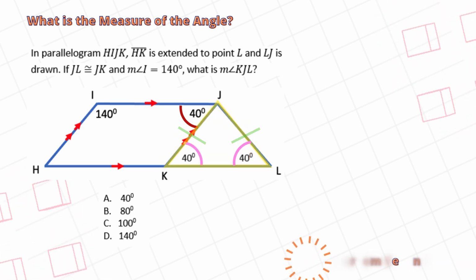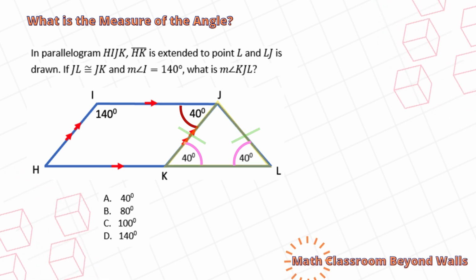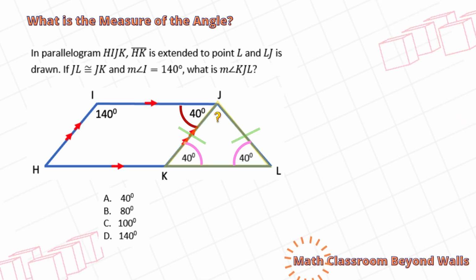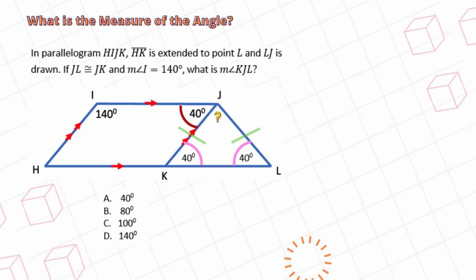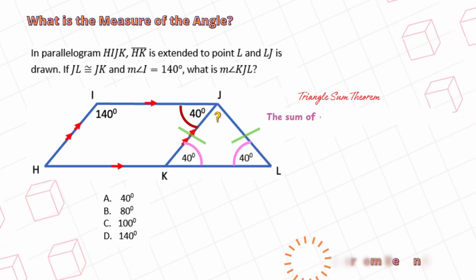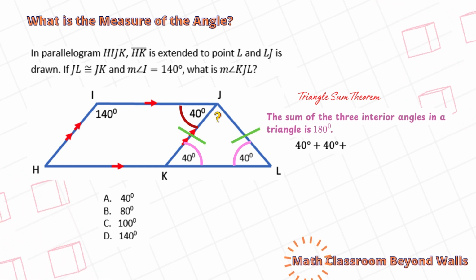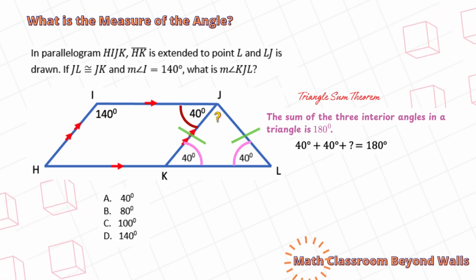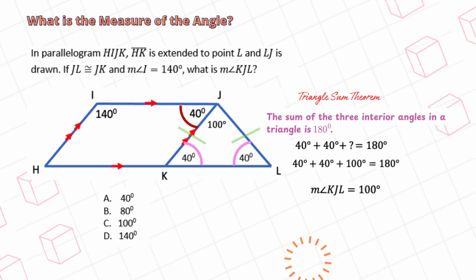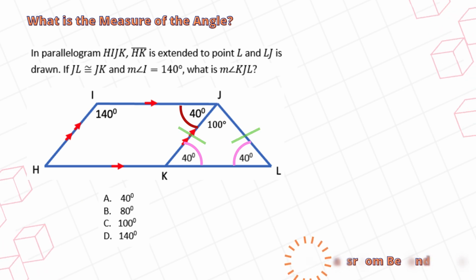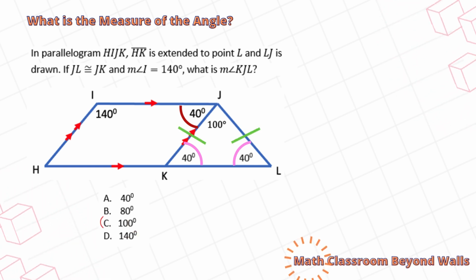Look at triangle KJL again. Two of its angles are already known. Can we now solve for the third angle? Angle KJL, the angle whose measure we want to find? What theorem would help us determine the measure of angle KJL, learners? You're correct, triangle sum theorem. The theorem states that the sum of the three interior angles in a triangle is 180 degrees. What number, when added to 40 and 40, gives 180? Right, 100. Bingo, we have an answer. The measure of angle KJL is 100 degrees. So, what is our answer, learners? Is it option A, option B, option C, or option D? Right, option C is the answer.